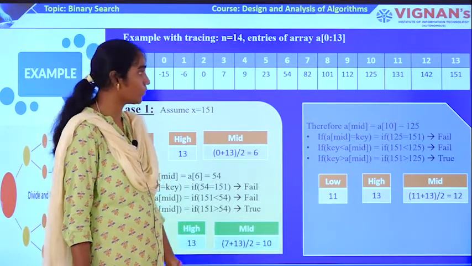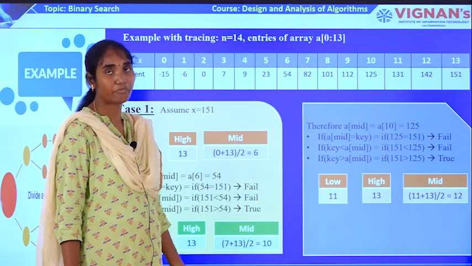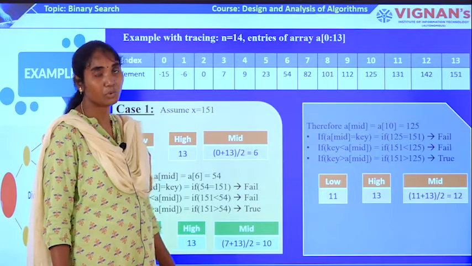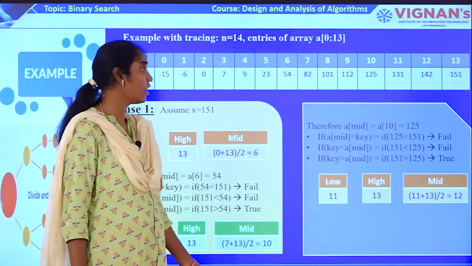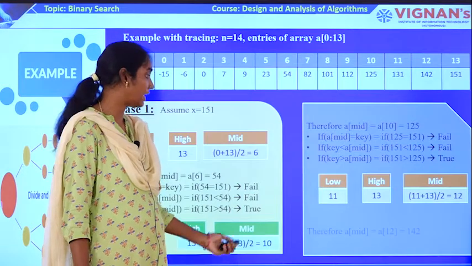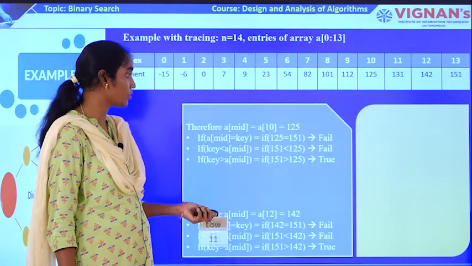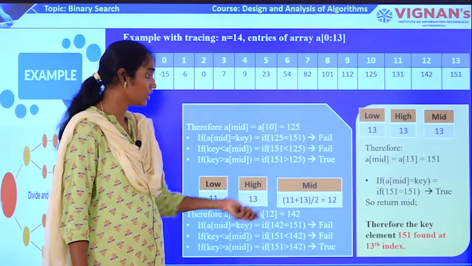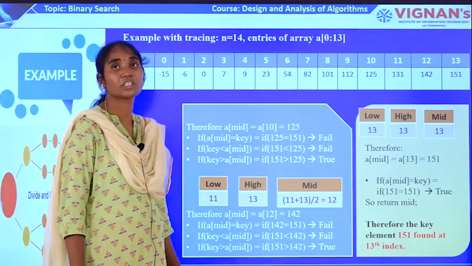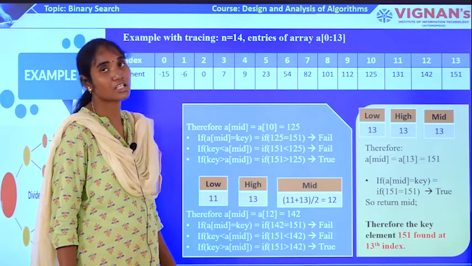So now, what is the A of mid value? 151. So now 151 is equal to 151. As the condition evaluates to true, I simply have to return the position of mid, which is 13. So I'll get a message that 151 is found in position 13. If you have seen clearly here, 151 is found at the 13th index. So this example comes under successful search.